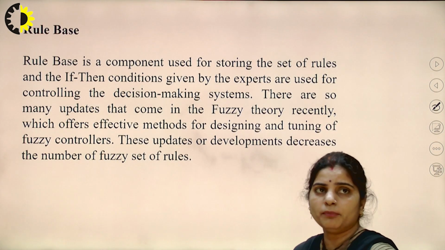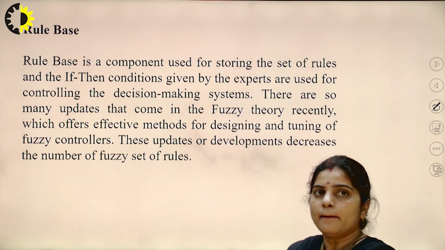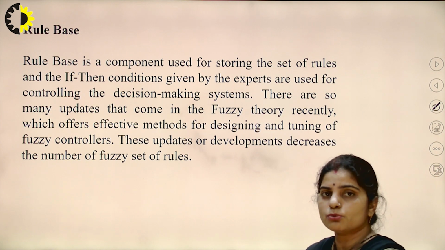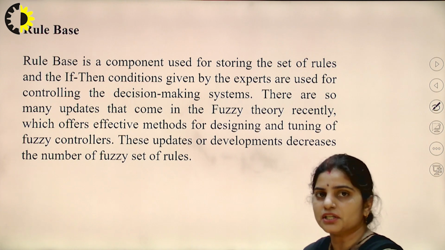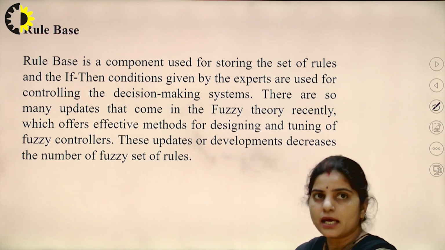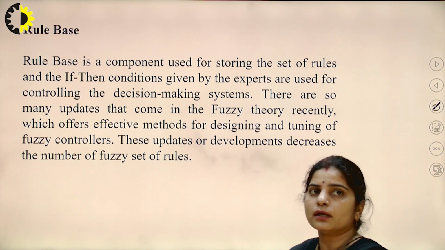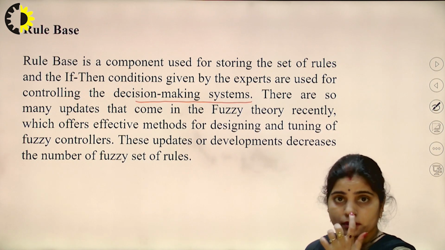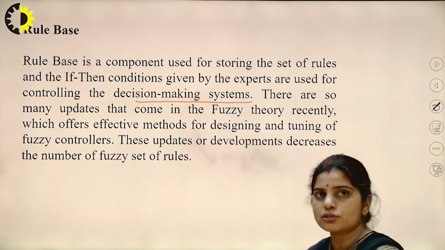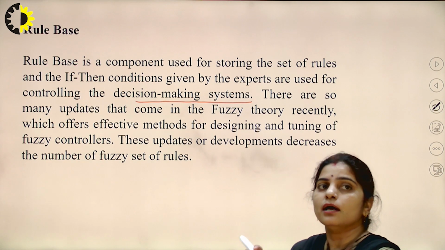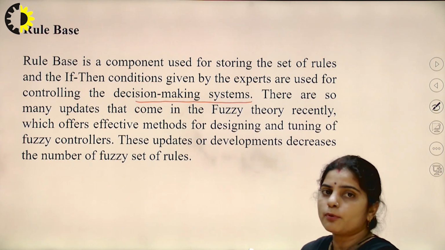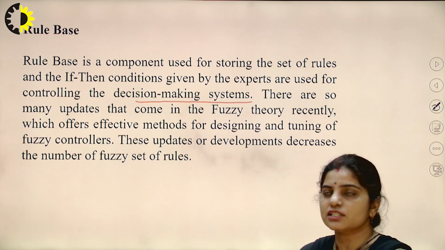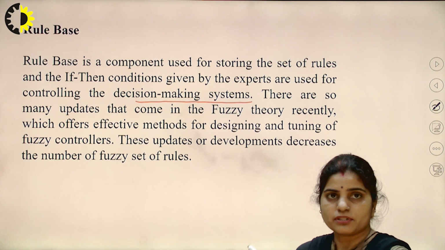Now, what do you mean by the rule base? The rule base component is basically used to store the set of rules. These rules are in the form of if-then conditions which are provided by the experts, and these rules are used for controlling the decision making systems. Means the rule base module consists of rules in the form of if-then conditions provided by the experts, and these rules are only used for controlling the decision making system of that particular fuzzy logic system.